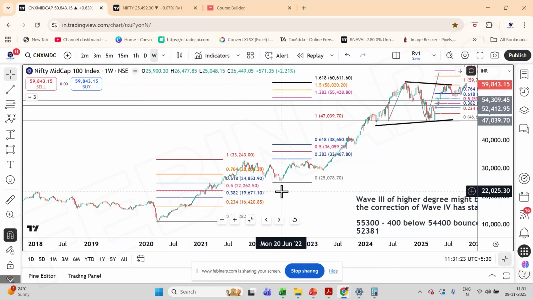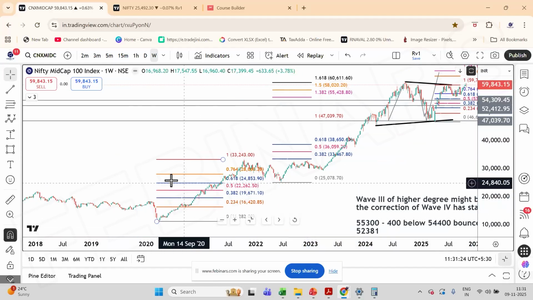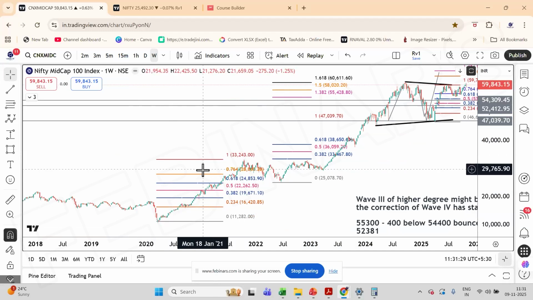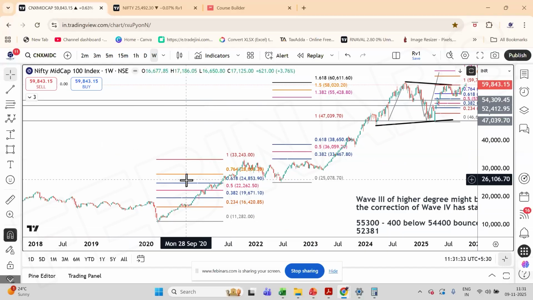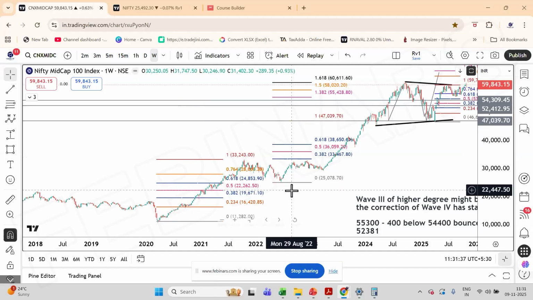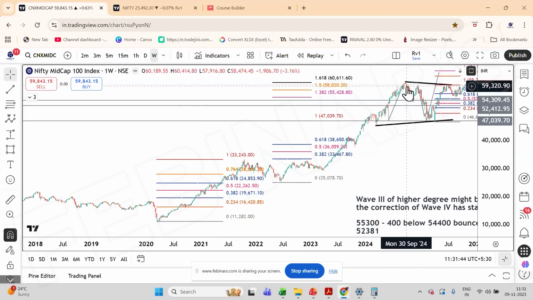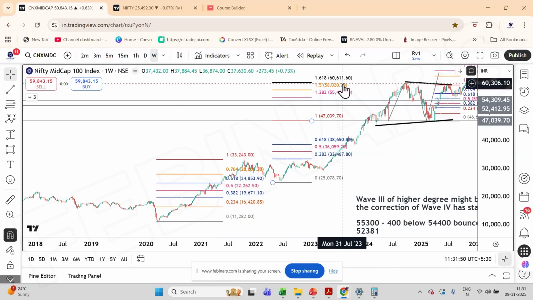Here we are seeing the Midcap Nifty charts from the start of the trend from 11,200 in 2020 towards 33,000, then the retracement consolidation to the golden ratio 61.8. From there, the exact extension of wave 3 has happened, and wave 3 has ended, let us say, in September 2024. That is what we are seeing, 161.8.